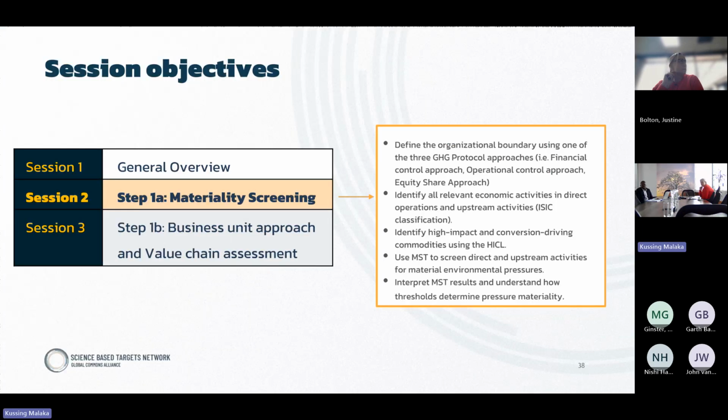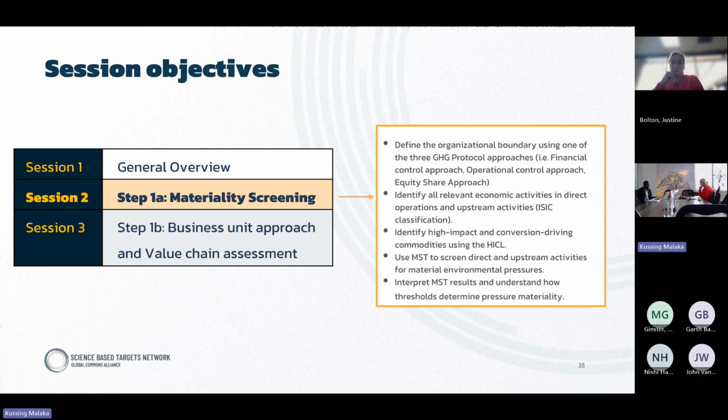And these are the key objectives for this session. At the end of this session, everyone should have a list of their company activities. This is what Justin will take us through: how to determine the organizational boundaries and then get the relevant activities from those that are concerned with the boundaries that we'll be setting.